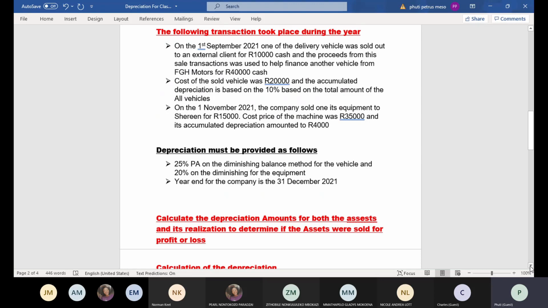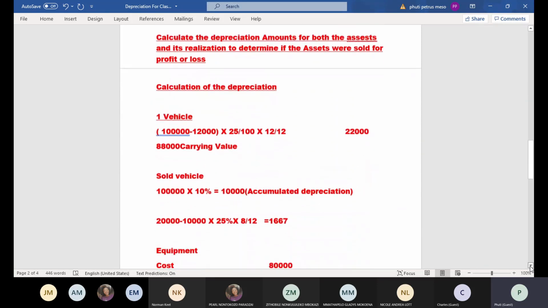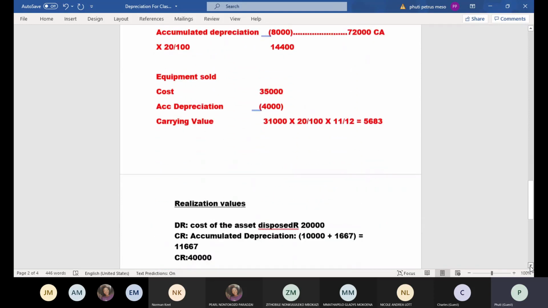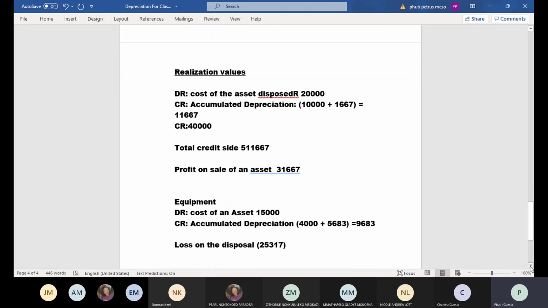Remember, we did not pay any dealership with regards to the purchase of the new vehicle, which is why we don't have any credit figure on that one. So the proceeds, obviously, will come to... What I'm trying to say is we didn't spend any money to purchase any other equipment on that one. So it will stand as it is. So you are basically going to have your cost, which is 15,000 rand, and 9683 as your accumulated depreciation. So the only figure that we have to adjust in here is this.